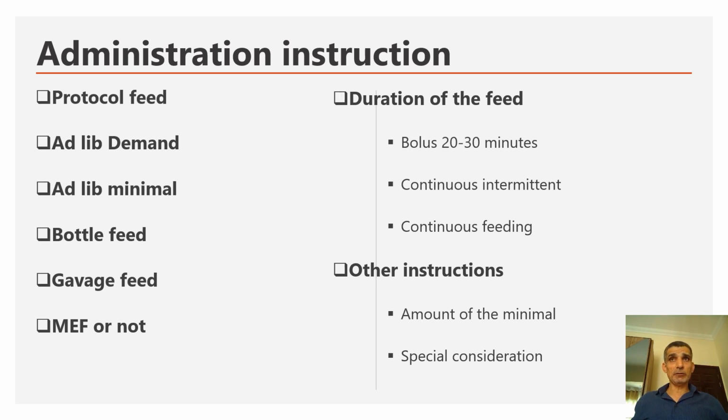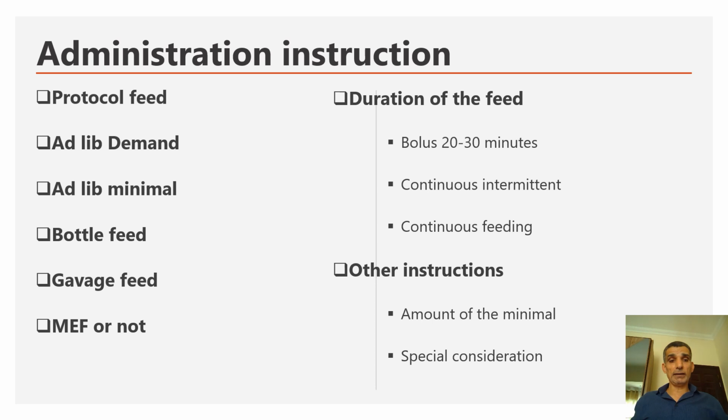Do you want it ad lib demand, which means the child can take whatever amount whenever he or she wants? Or ad lib demand where they can take whatever they want, but they should not go below a certain limit, and then you have to detail that limit. Do you want it as a bottle feed or a gavage feed through a tube from the nose or from the mouth? Are you starting with MEF or not? We've discussed the MEF, or minimal enteral feed, or trophic feed, in a previous episode.